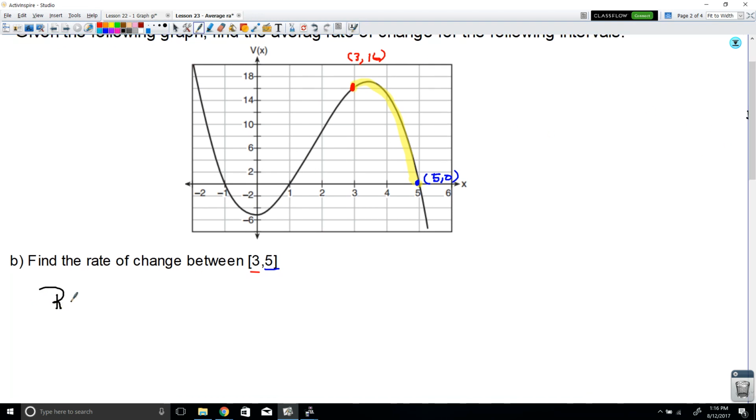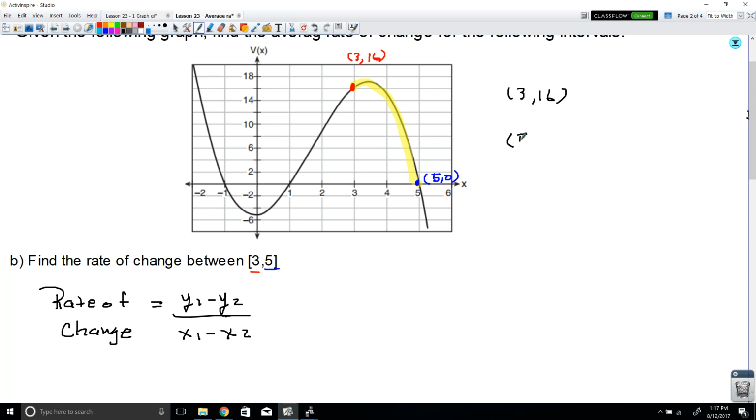Let me remind you that the rate of change is equal to y1 minus y2 over x1 minus x2. Okay, so let me get these points: 3 comma 16, 5 comma 0. These are the points that we got from the interval that we're interested in. So now let's label our points here. Let's call this the x1 and this the y1. Let's call this the x2 and this the y2. Perfect. So what do we do now?